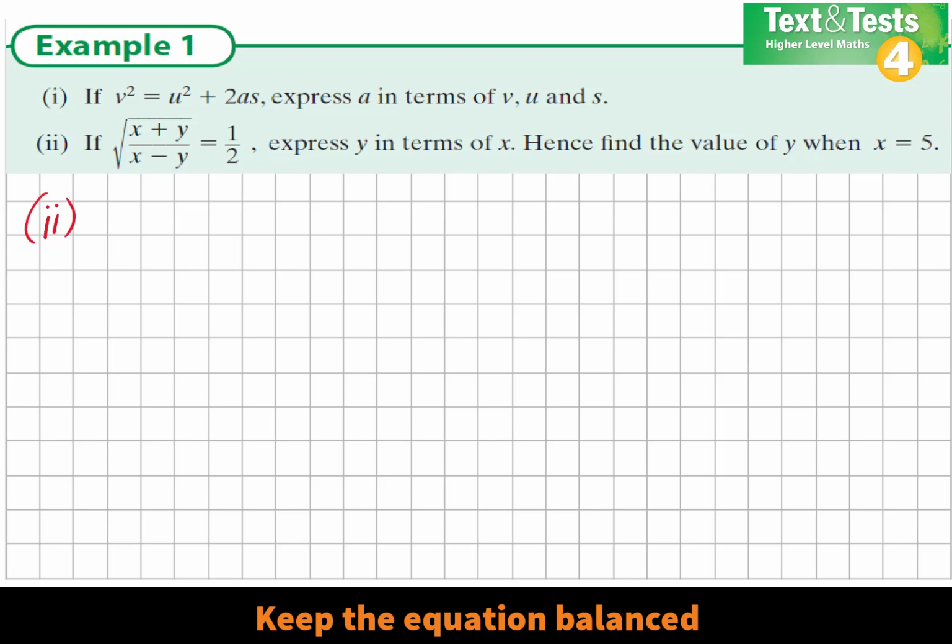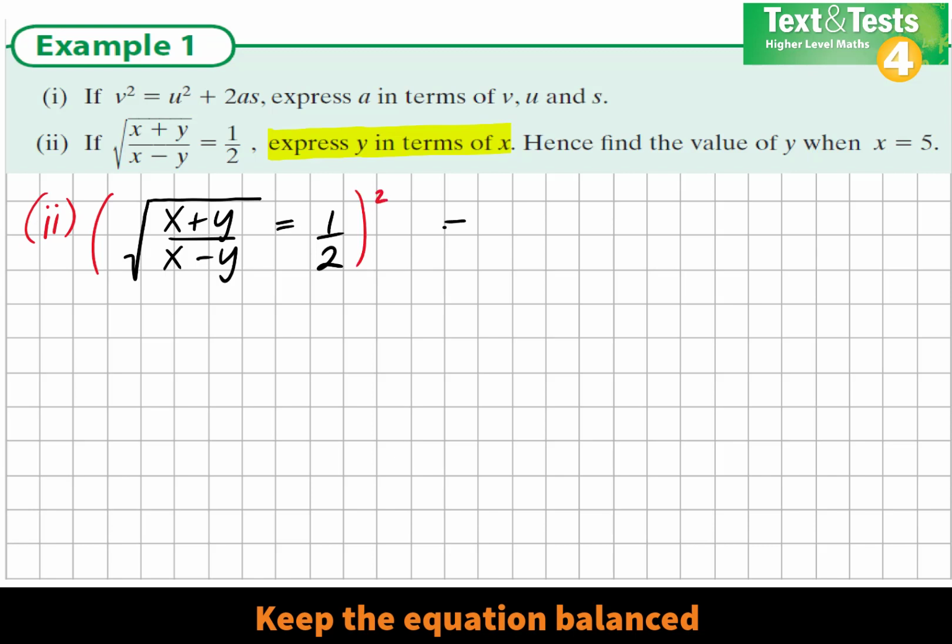In part 2, we have that the square root of (x plus y) divided by (x minus y) is equal to a half, and we're asked to express y in terms of x. Well, what we might do first is get rid of this square root, as it would be useful. So again, we're going to do the same thing to both sides by squaring both sides of this equation. That would be the useful first step we could do.